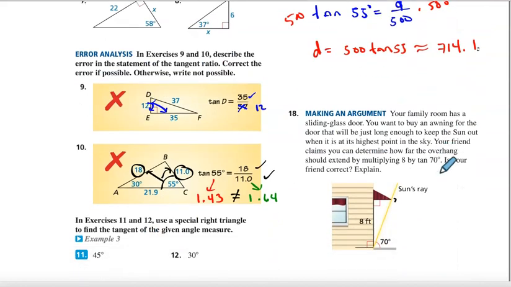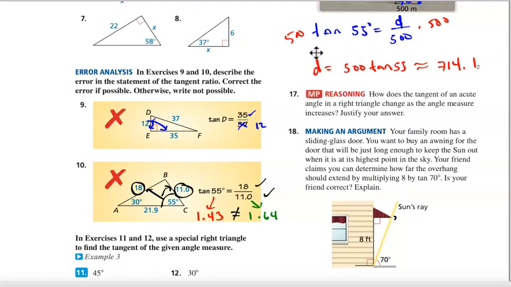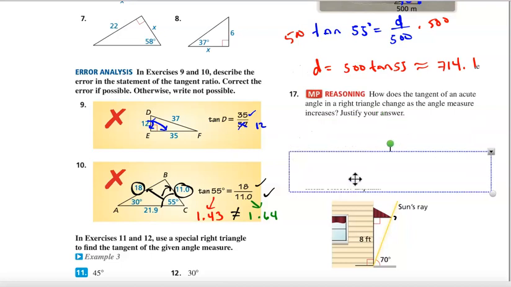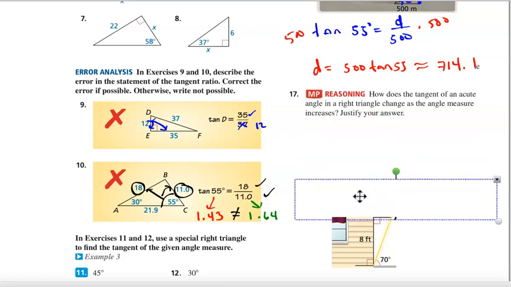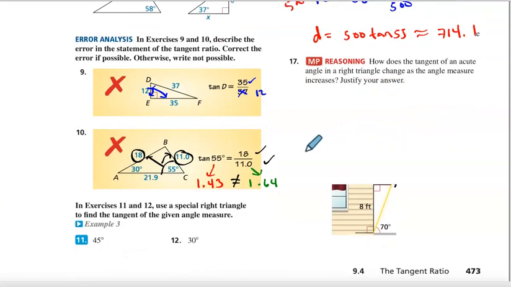And then we got number 17. Yep, find 17 here. Let's see. How does the tangent of an acute angle change? Well, that's a great question. How does the tangent of an acute angle in a right triangle change as the angle measures increase or decrease? So I'm going to come back to this one.